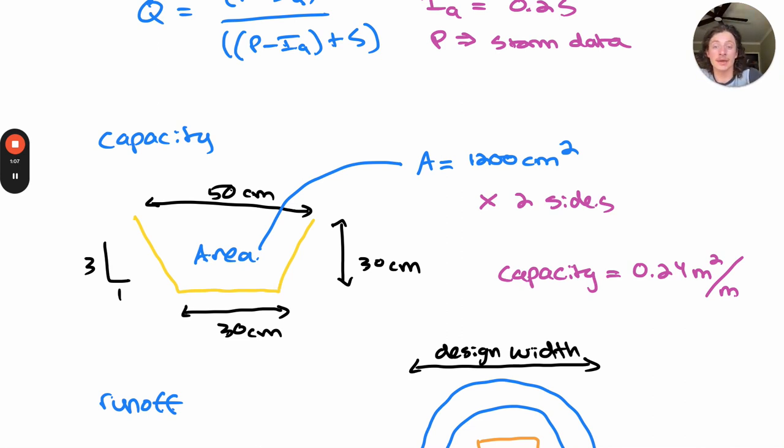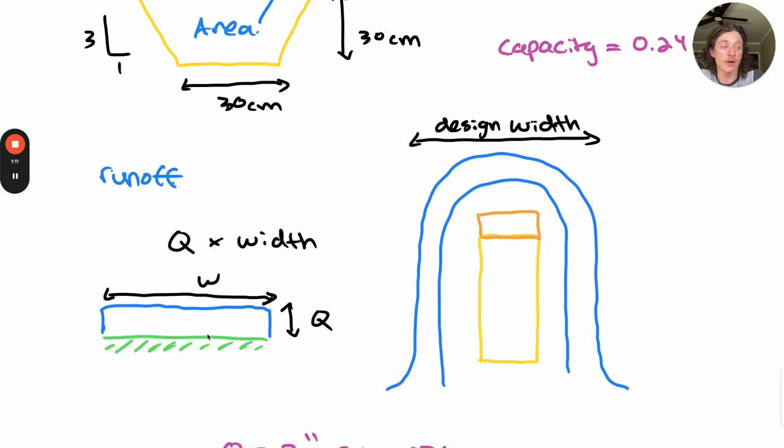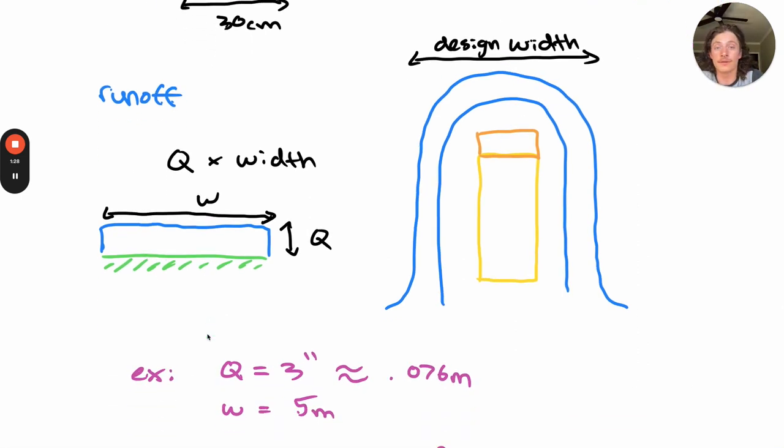Now, to crudely estimate our runoff area, we can just take our runoff depth Q times our design width, which is the width of the slope that is actually going to be capturing runoff. Assuming all of this runoff goes into the drainage, we can then, for example, calculate a Q of 3 inches, or 0.076 meters of water, with a drainage design width of 5 meters.